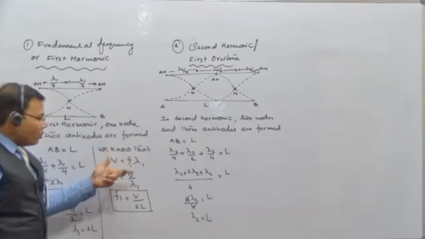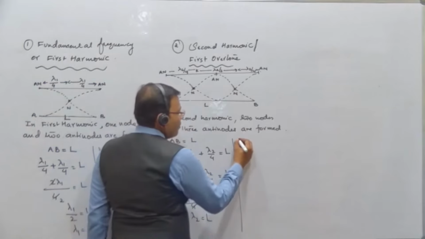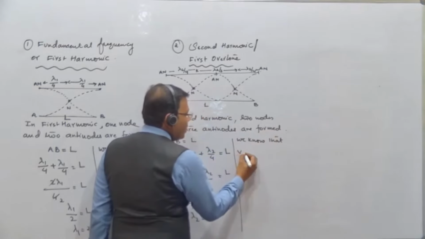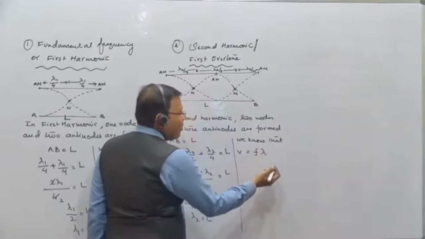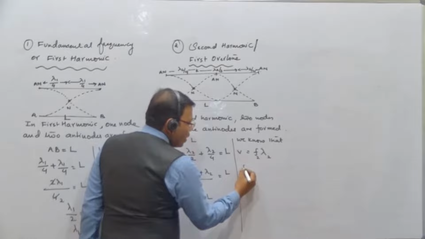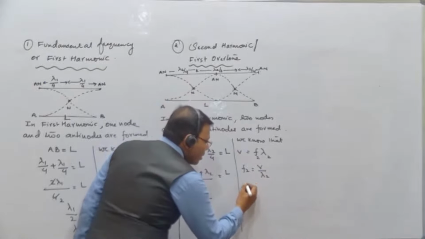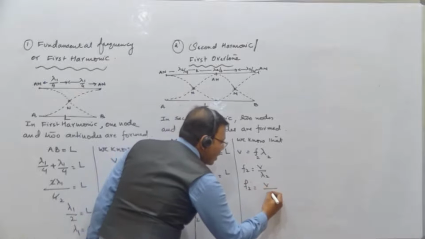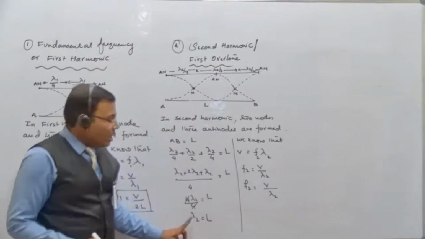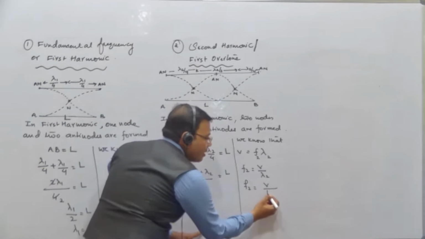Now the same process we know that we write for the second frequency, that is the second harmonic. We know that V is equal to F lambda. But what is this F lambda? For this second harmonic, I'm writing F2 lambda 2. So F2 is equal to V by lambda 2. That is F2 is equal to V by, this is lambda 2, right? So lambda 2, we can write it as L. Pay attention. Lambda 2, we can write it as L. So therefore, I'm just replacing that by L.